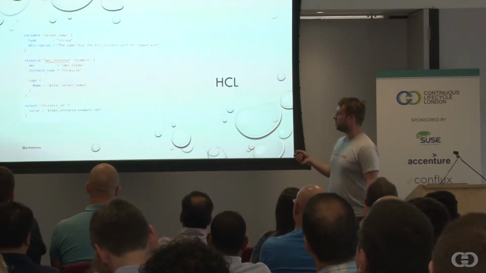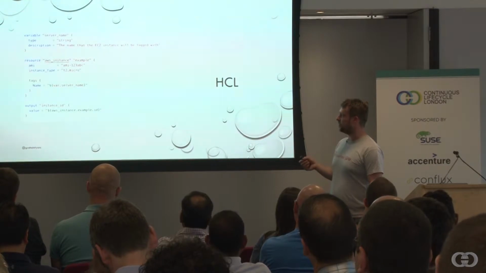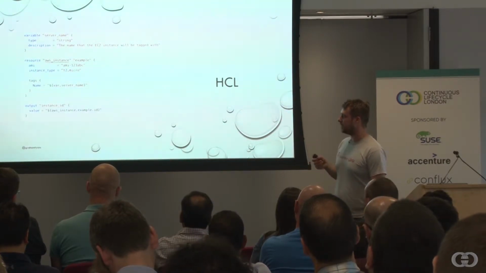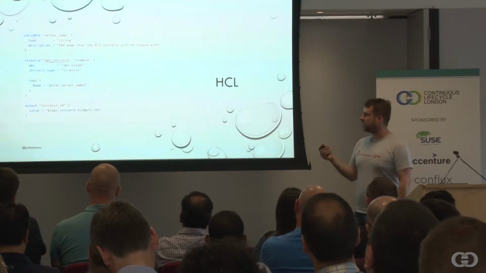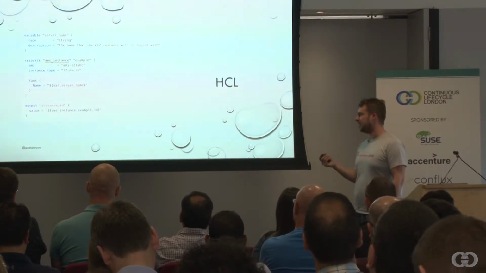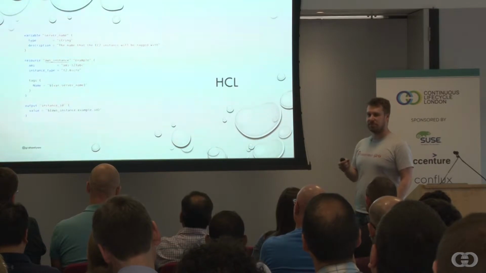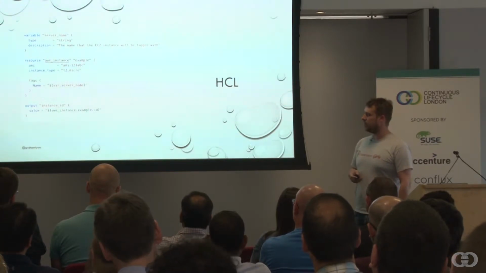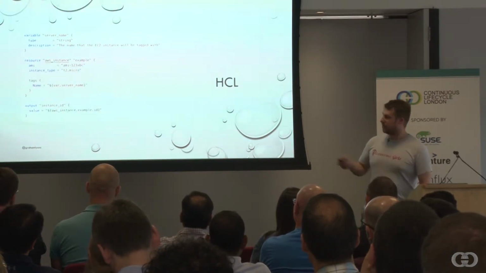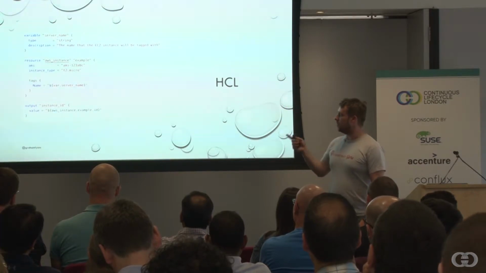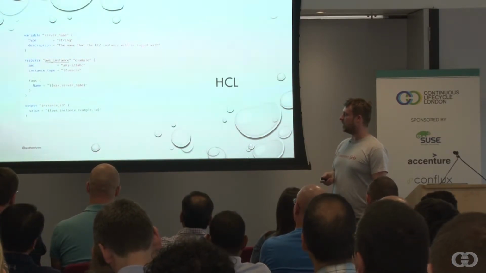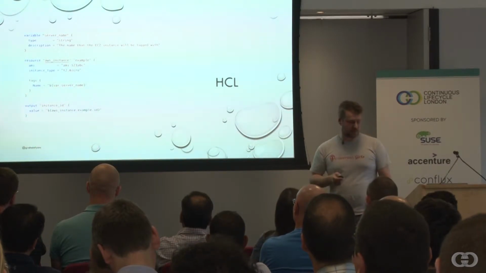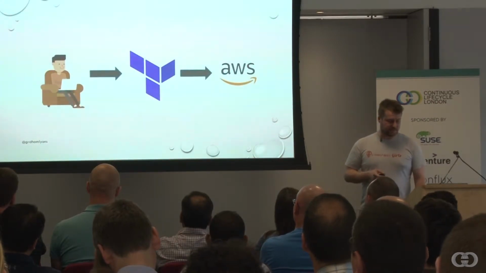Terraform uses a domain-specific language called HashiCorp Configuration Language, or HCL, to express what you like. It looks a little bit like Nginx config and a little bit like JSON, so it shouldn't be too difficult to work out what's going on there. This is a very simple example which shows defining an EC2 instance on AWS. And we'll come back and look at this in a little bit more detail.